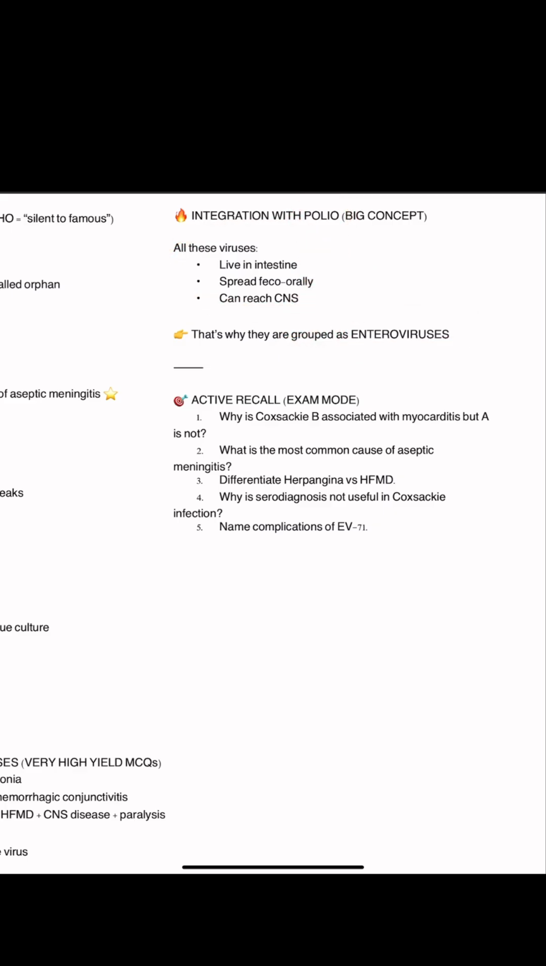Such a nice classification. Why is Coxsackie B associated with myocarditis but A is not? Because of organ tropism. Differential: herpangina versus HFMD. Both are caused by Coxsackie A. The difference lies in the locations.